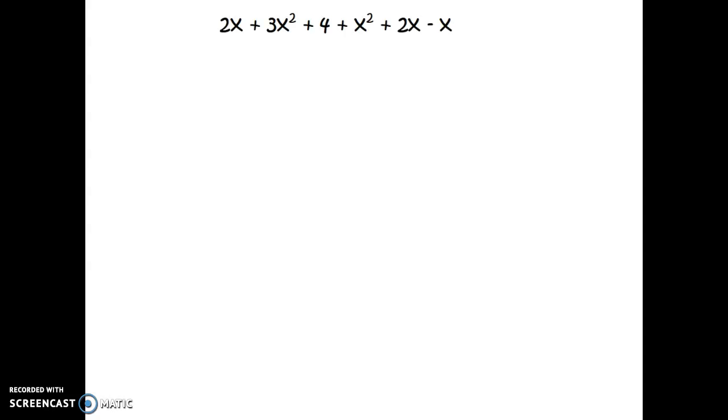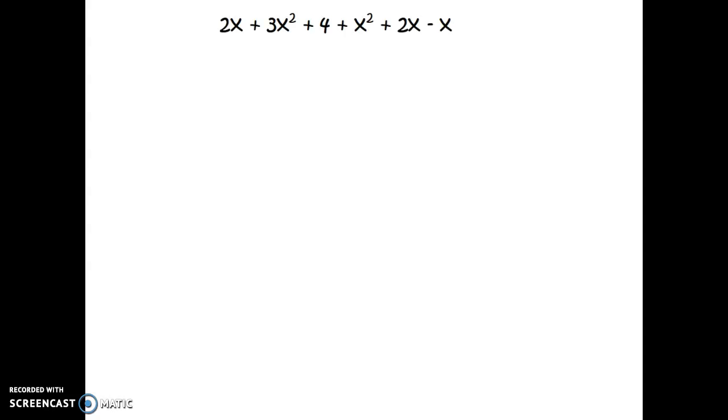Good morning. Today I'm going to go through a few more examples for simplifying expressions, or combining like terms. So we're going to start with this problem. We have 2x plus 3x squared plus 4 plus x squared plus 2x minus x.